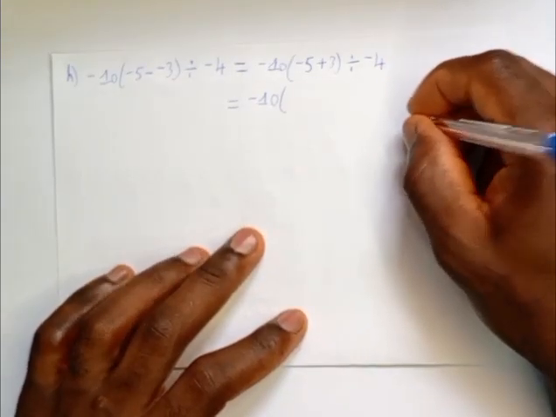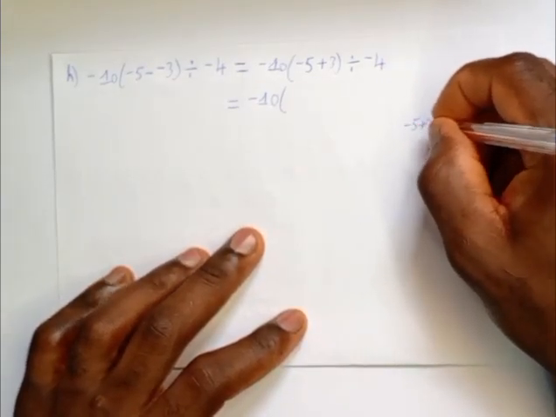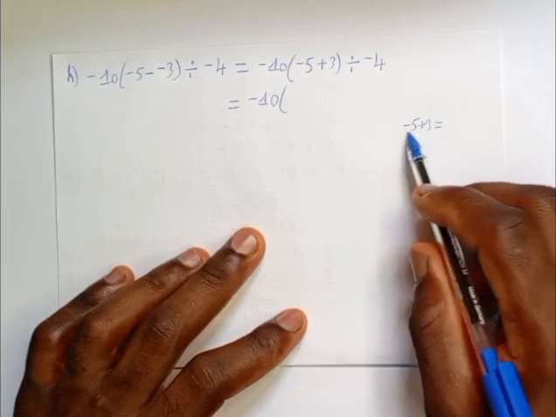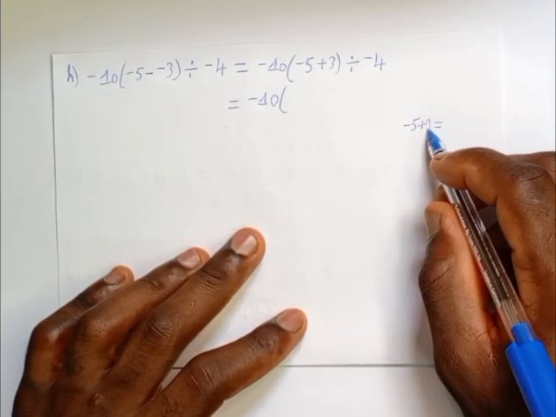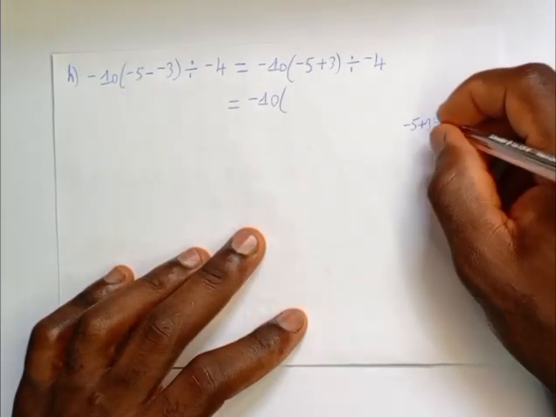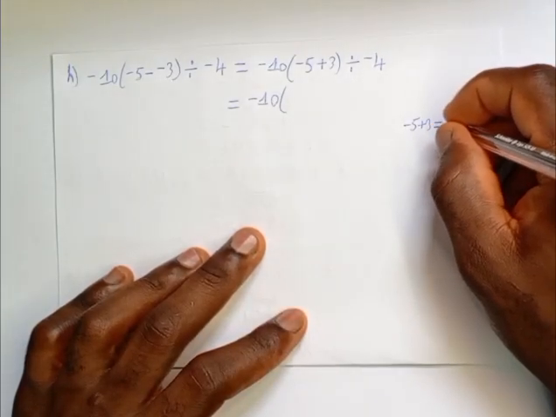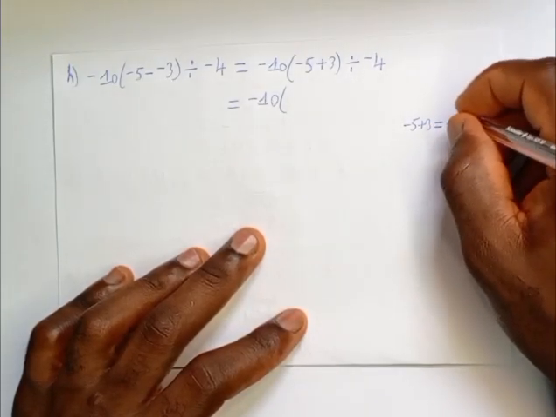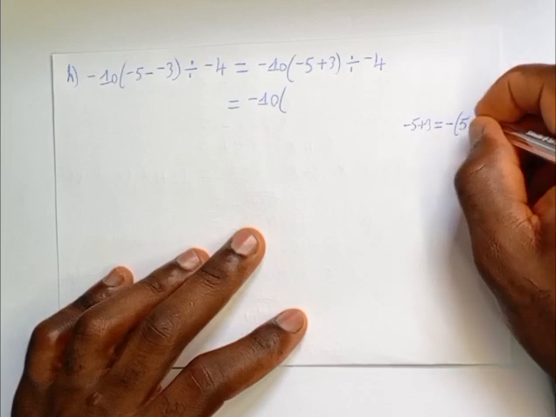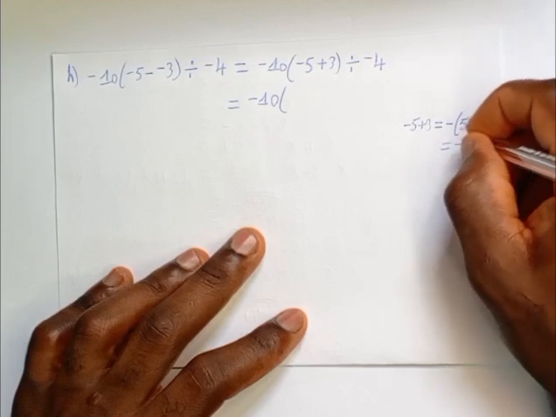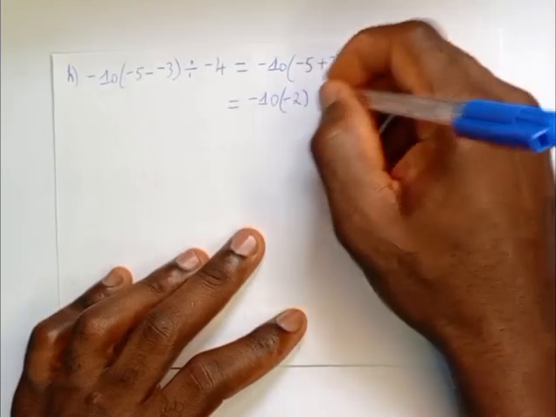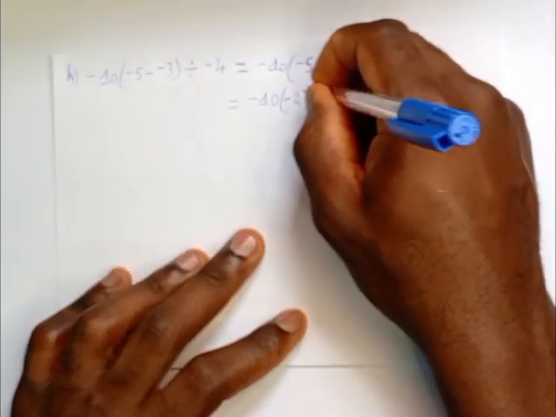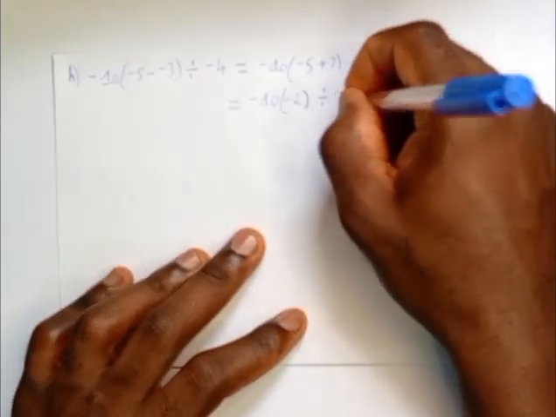This will be equal to negative 10 times negative 5 plus 3. Let's do it somewhere by the side. Negative 5 plus 3: the two numbers have different signs. We take the absolute values, we have 5 and 3, and 5 is greater than 3, so the result will take the negative sign. Then we take their difference, 5 minus 3. The answer will be negative 2. Negative 5 plus 3 is negative 2. Then we divide by negative 4.